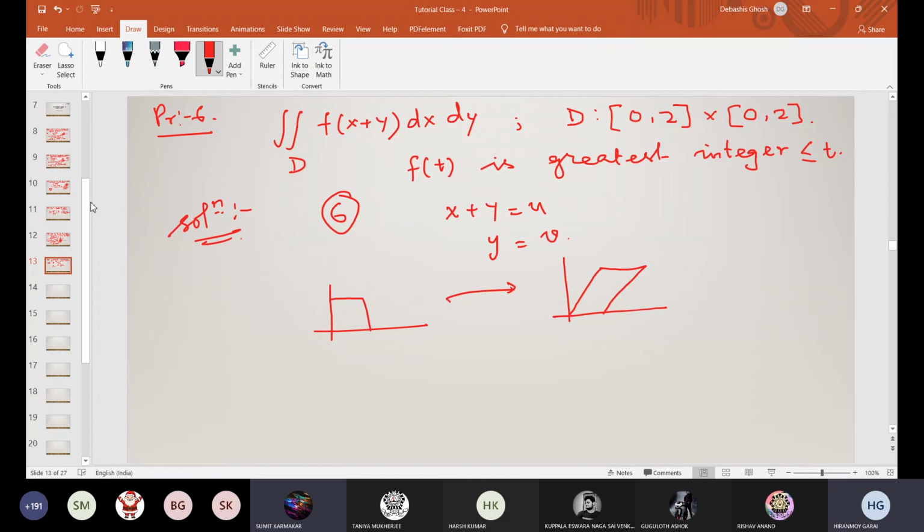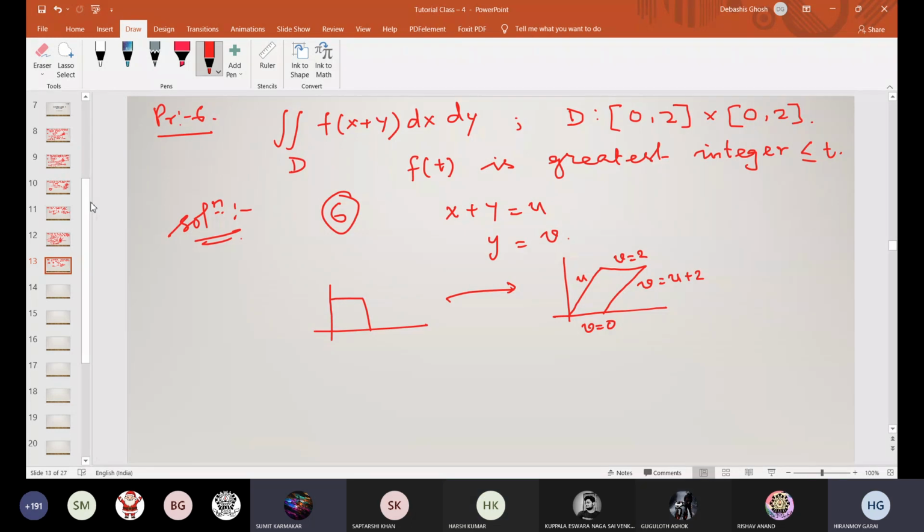Sir, why are you considering y equal to v? Sir, the slope is negative for the first value. That is your u. The region is triangular, with the negative slope. Which one is negative slope? We are considering that x plus y equals u.